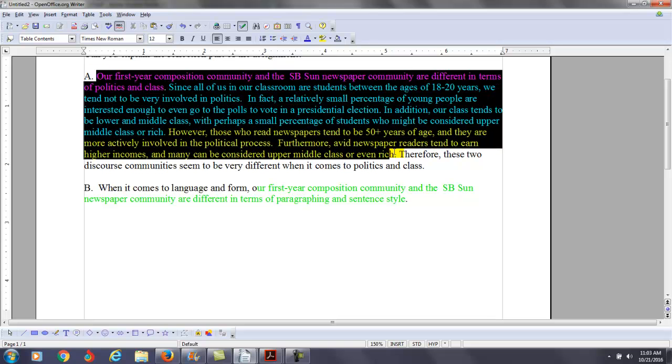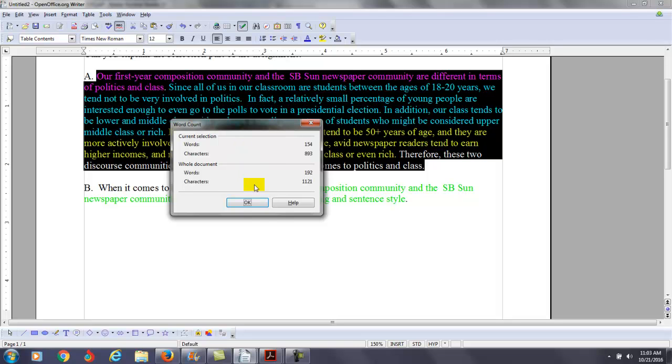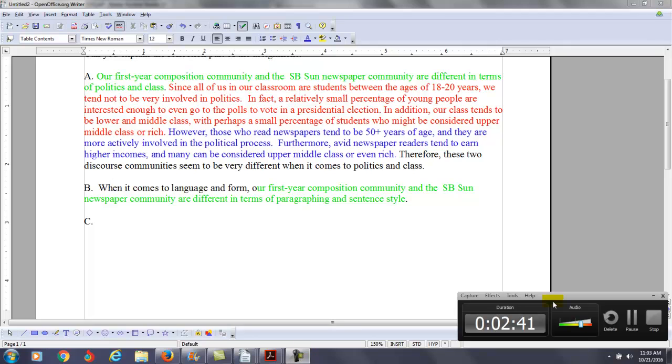You'll notice this first paragraph here, how many words do we have here? Let's take a look. So we have 154. I would advise the same thing. You may have approximately 154 words in this paragraph, and what you can do is specifically refer, as you're talking about the first year community, specifically refer to some paragraphs and some sentence styles in the textbook that we have and explain how it works. And then you can contrast that with the paragraphing and sentence style from some of the newspaper articles in the SB Sun newspaper. You see what I'm saying? And now you have finished part B of our assignment.